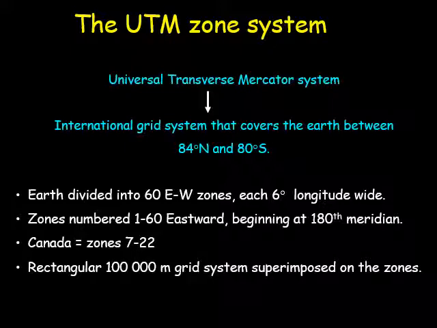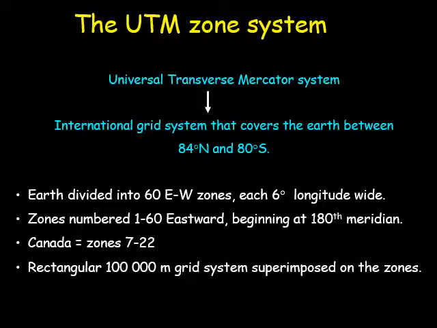So this grid system covers the Earth between 84 degrees north and 80 degrees south, and it's divided into 60 east-west zones, and each east-west zone is 6 degrees of longitude wide. So 6 times 60 equals 360. The zones are numbered 1 to 60 eastwards, beginning at the 180th meridian. So that's exactly on the opposite side of the prime meridian. So Canada is therefore in zones 7 to 22.